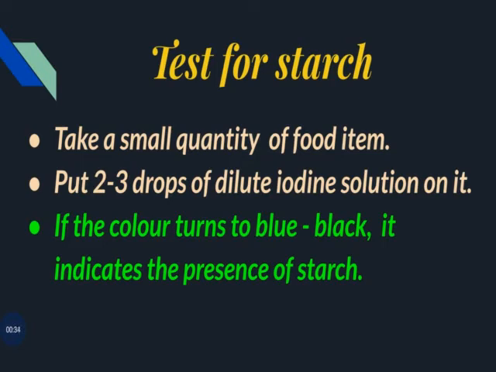For the test, we take a small quantity of a particular food item. We add 3 drops of iodine solution on it. If the color of the food sample changes to blue-black, it indicates that the food contains starch, that is, carbohydrate. We cannot see this particular color change in all the food samples because we already learned that different food items contain different types of nutrients. Maybe a single food item contains more than one nutrient. So here we use the test for starch. I hope you understand.